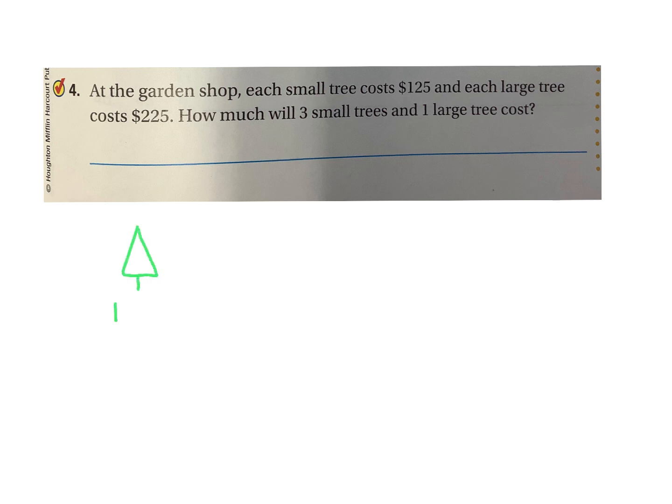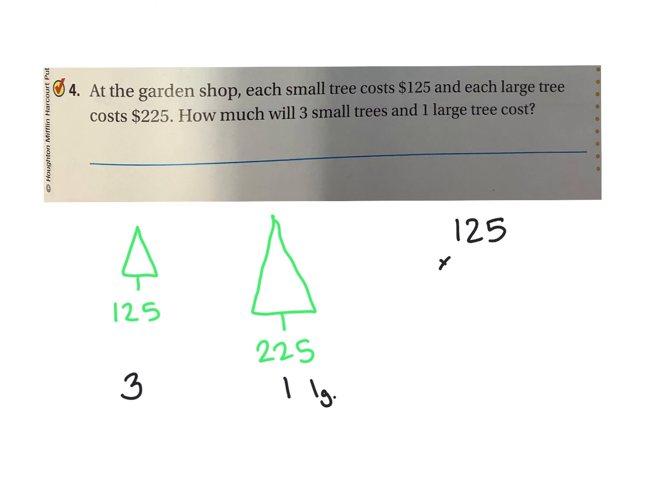A small tree is $125. A large tree is $225. And I want to buy 3 small trees and 1 large tree. Okay. All right. Think about what we need to find out. We want to know how much the whole thing will cost. Well, the first thing is, if I'm doing $125 3 times, 125 plus 125 plus 125, I'll just multiply 125 times 3 to find out how much those 3 small trees will cost.